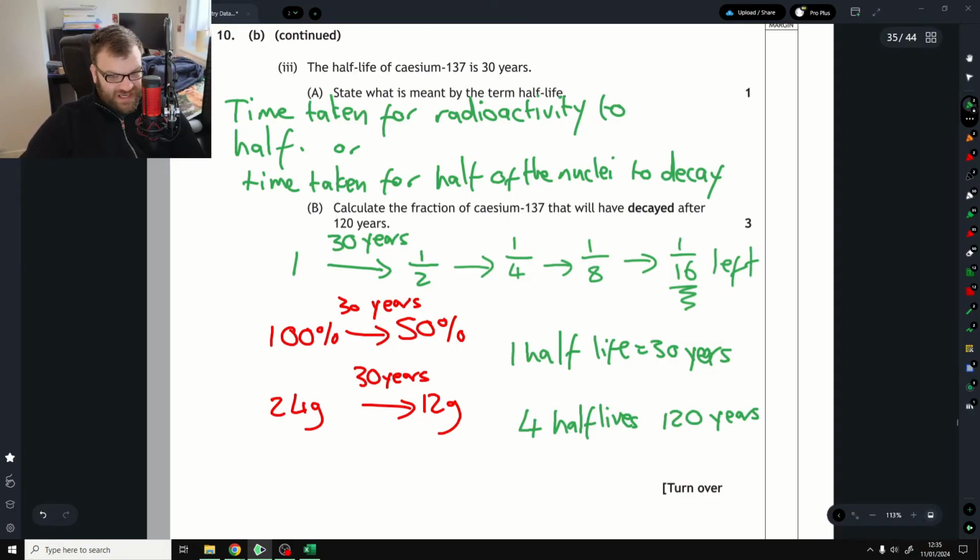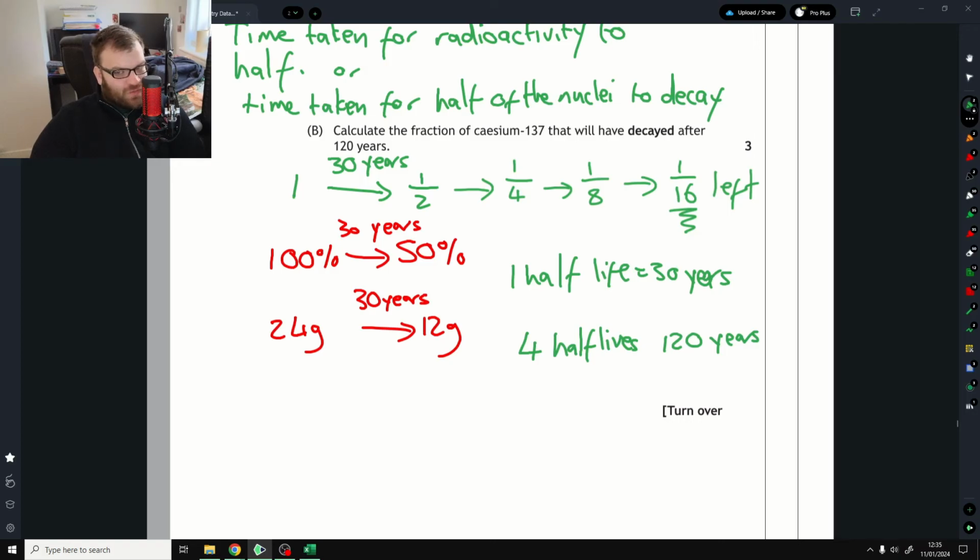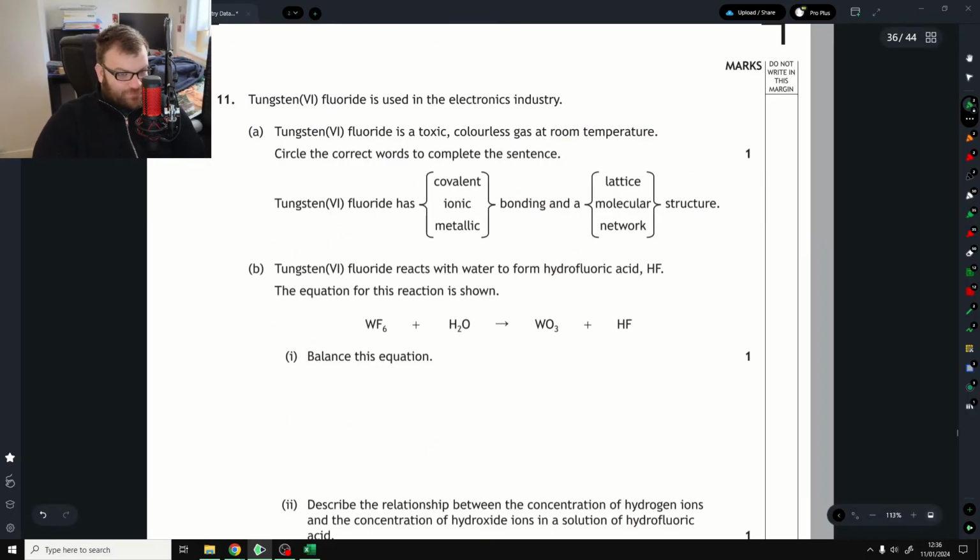Question crucially says, how much would have decayed? We started at 1, we're left with 1/16. 15 over 16 has decayed. So the question crucially here says how much has gone away, how much is broken down, not how much is left. This question is asking us about tungsten fluoride.